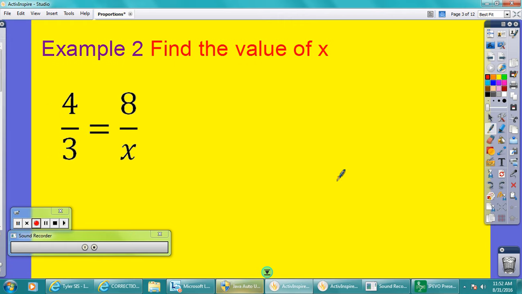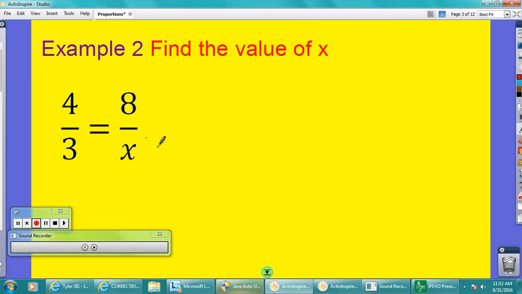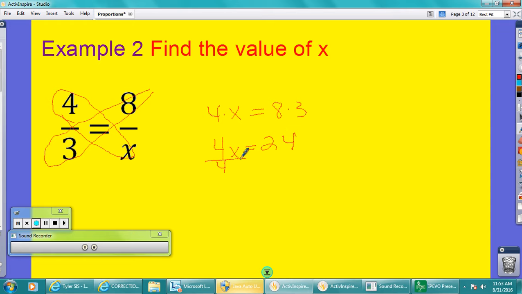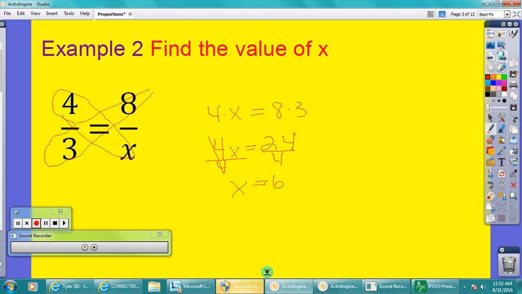Let's look at the next one. The same thing. We're going to cross multiply. 4 times x is equal to 8 times 3. So then we have 4x is equal to 24. Then we divide by 4. The 4's cancel. x is equal to 6. Simple. So far, so good.